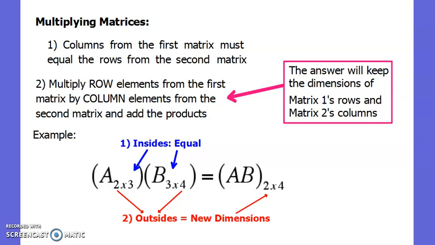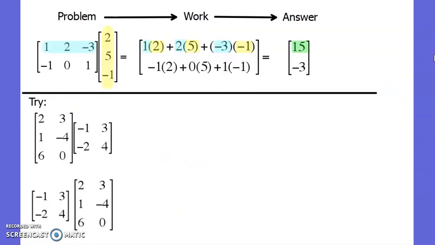The reason that this happens is you'll notice up here at the top I've got a problem worked out. We're going to take the row from matrix 1 and multiply it by the column from matrix 2 here. So I'm going to take the 1 and the 2, the first two elements, multiply them and add them up. Now I move to the right and move down. We walk along the row and down the column at the same time. 2 times 5 in the middle and negative 3 times negative 1 on the right there.